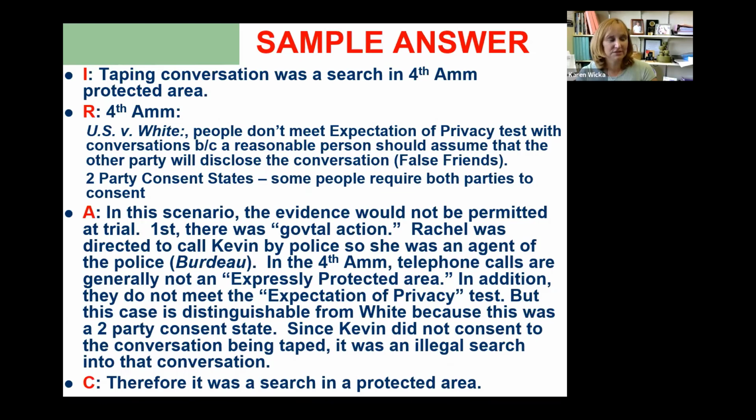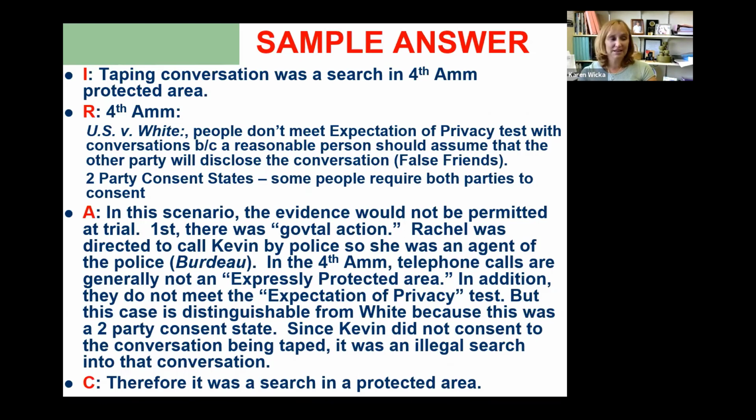Okay, so Fourth Amendment. So US versus White. People do not have an expectation of privacy in a conversation as long as one person agreed to the conversation. So that's US versus White, okay? So remember false friends, as long as one person agreed. But remember, in this case, we are a two-party consent state. That means both parties had to consent in this state. So that gave more protection than the Supreme Court.